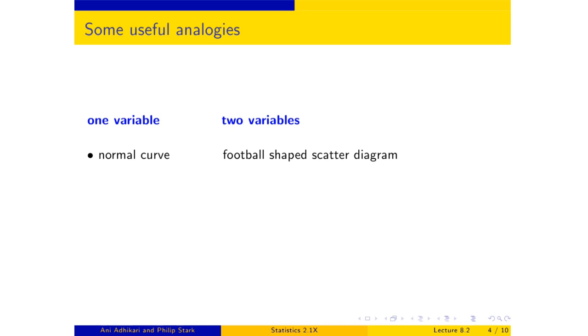Now, if your variable has a normal distribution and somebody says, well, can you estimate the value of that variable? You are going to estimate the average. On a football-shaped scatter diagram, where do your estimates lie? Yep, on the regression line. And so the regression line performs the same function for your football-shaped scatter as the average does for the normal curve.